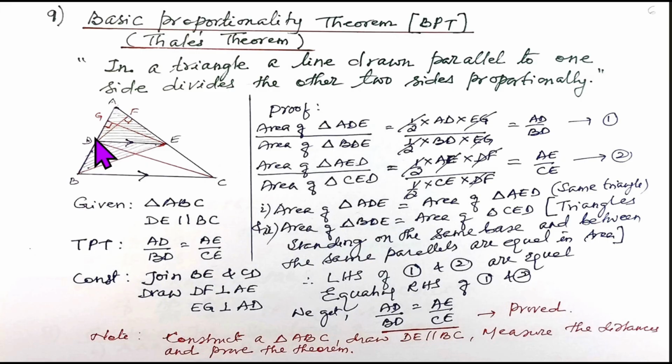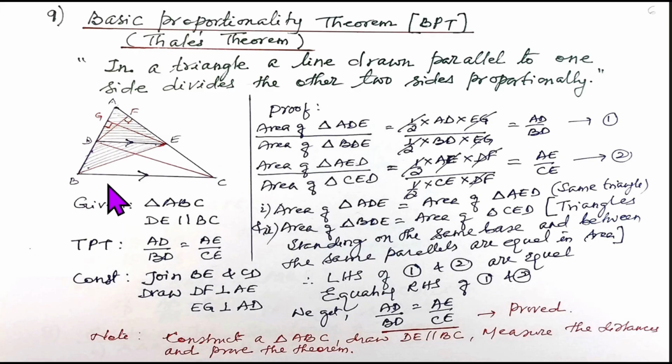D is the point on AB of the line DE here. Therefore, D is dividing the side AB in the ratio AD by BD, and E also divides AC in the ratio AE by CE, and these two ratios are equal, and therefore they are proportional. So, remember this. In a triangle, if a line is drawn parallel to one side, it divides the other two sides in the same ratio or proportionally. Now, let us understand and prove this.